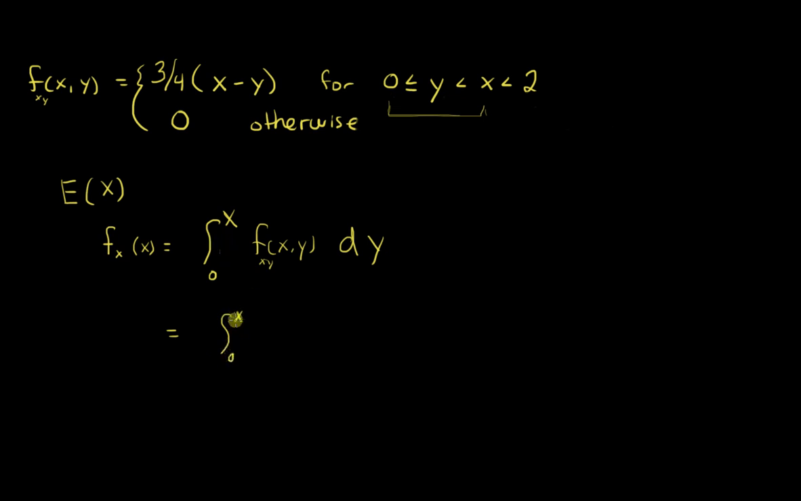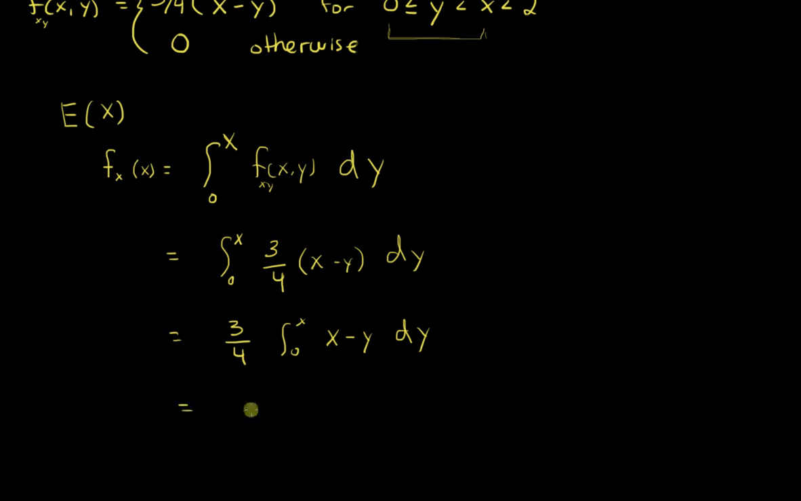So we have 3/4 times x minus y, dy. I can pull that 3/4 outside. Now this is just calculus. X here is like a constant, so when I'm doing this integration, I should treat it like a constant. So x is a constant, so basically add a y there, and then this power is 1, so I need to make it a power of 2, and then I'm going to evaluate that from 0 to x.